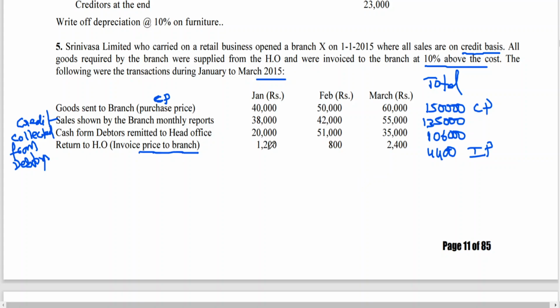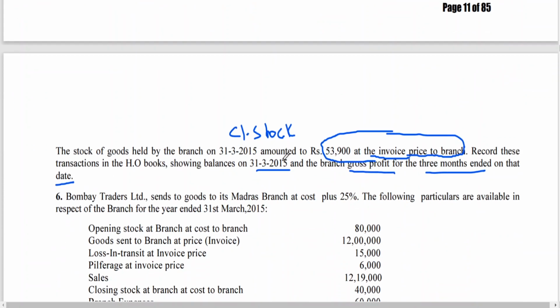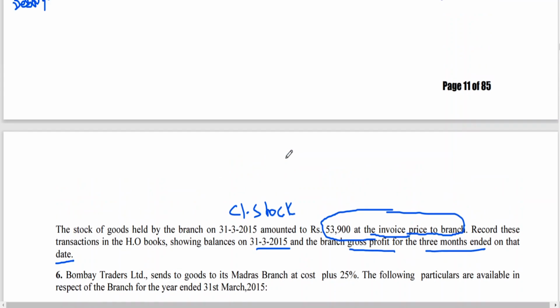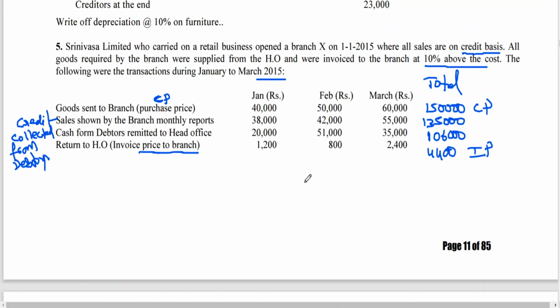Okay, so if you go by this, opening stock is not there. We don't have information of opening stock. We don't have information of the closing debtors. Closing stock is there, closing debtors information is not there, and that too it is asking us to prepare 3 months profit or loss. Because he has opened a branch on 1/1/2015.